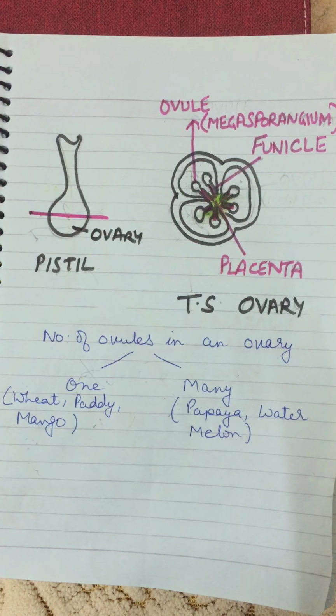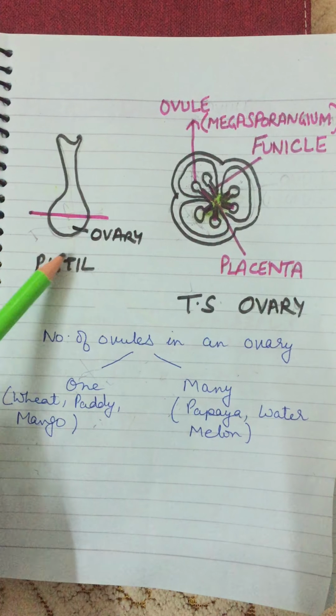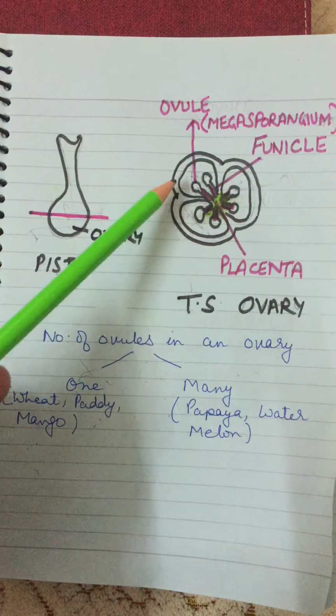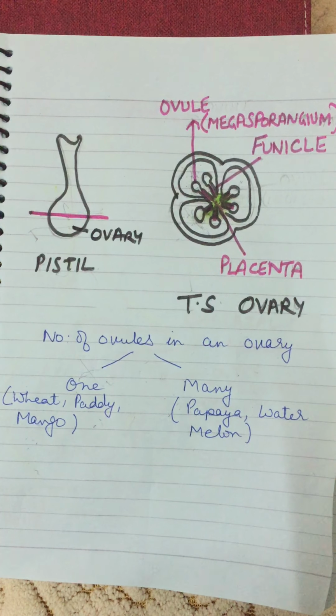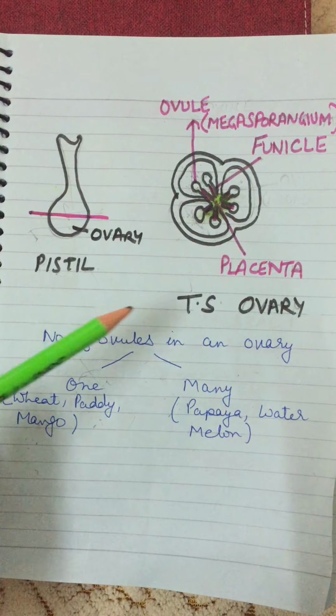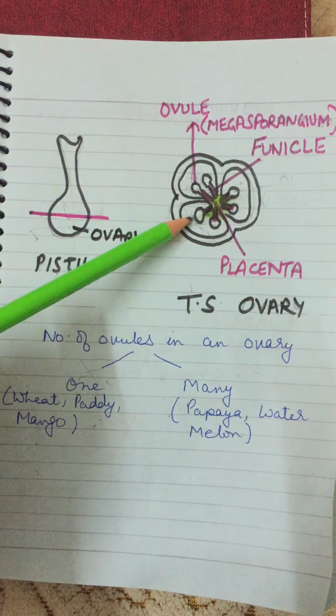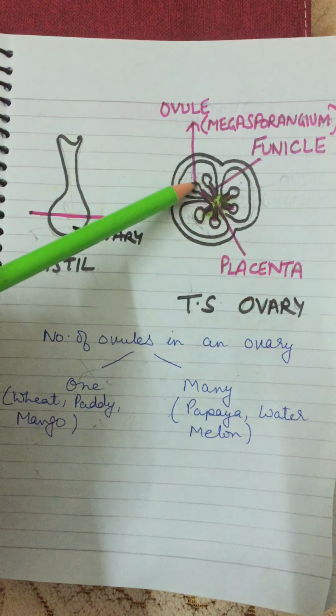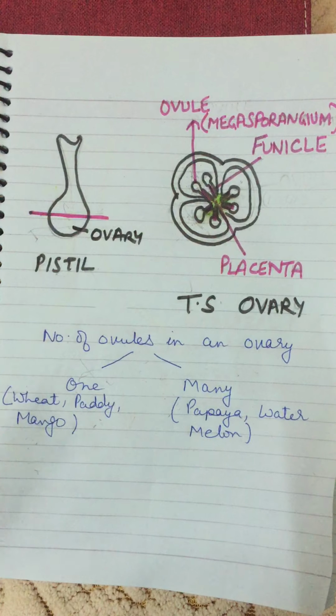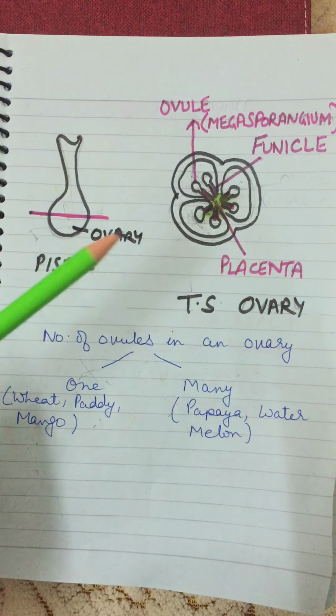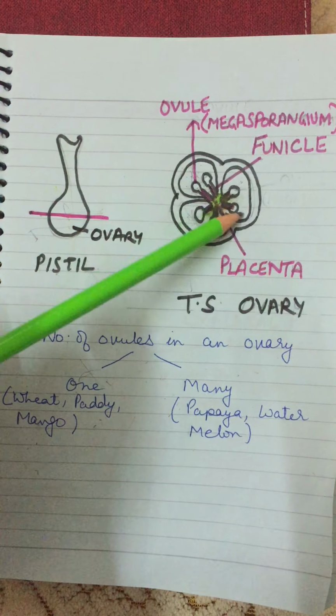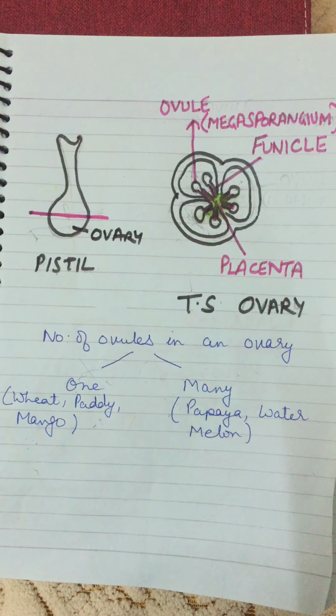If we look at a transverse section of the ovary, in some cases we may find chambers in an ovary. These chambers are called locules. Here we can see three chambers, 1, 2 and 3. So this ovary is trilocular. And in each locule are present ovules. Ovules are also called megasporangia.